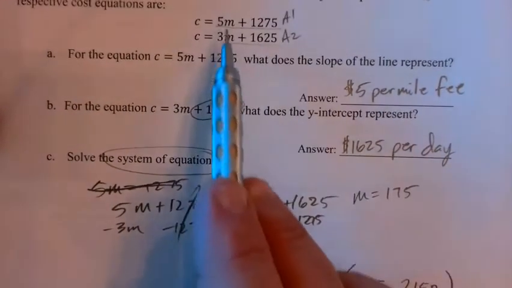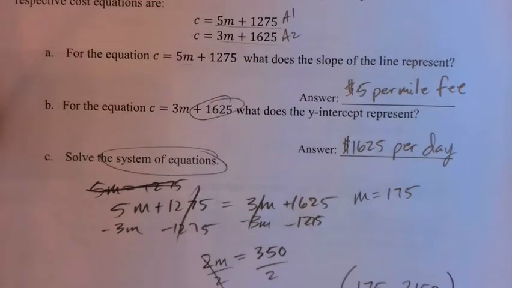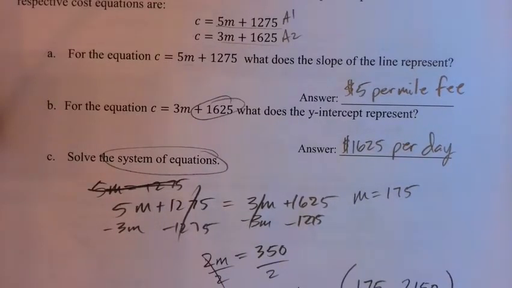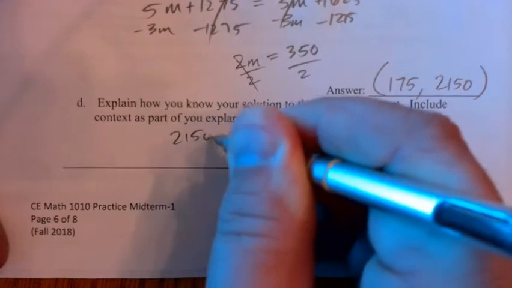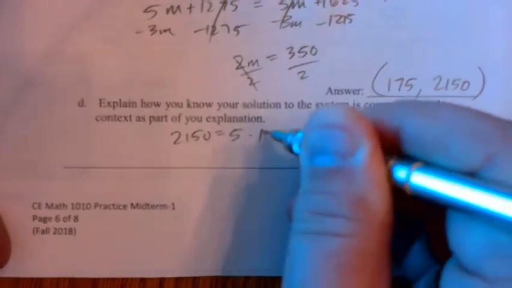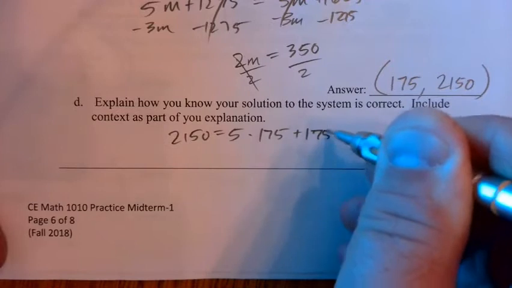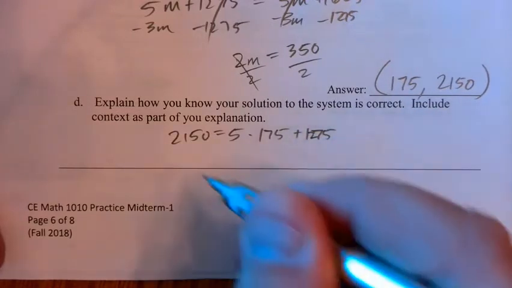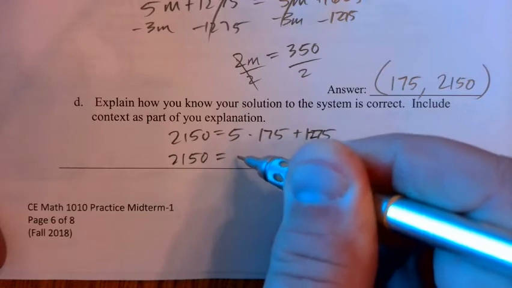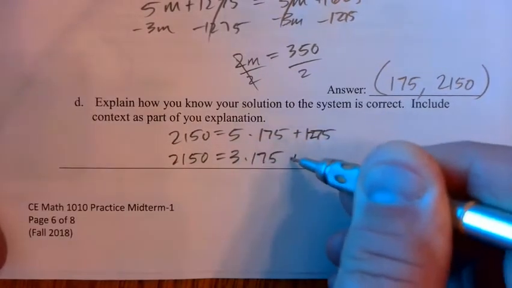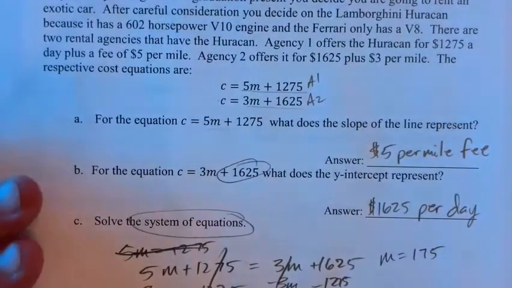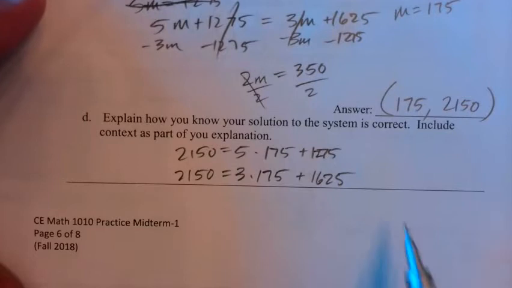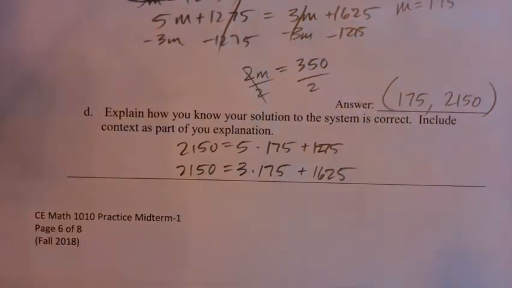But if I put this 175 into here, 5 times 175 plus 1275 equals 2150. So in other words, what I've done is I've gotten 2150 equals 5 times 175 plus 1275, and 2150 equals 3 times 175 plus 1625. So I put that point into both of these equations, and it came out to be the same thing. So that's how I know it's true.